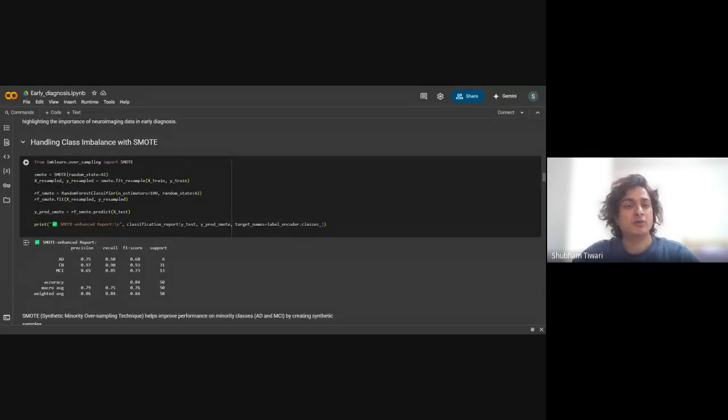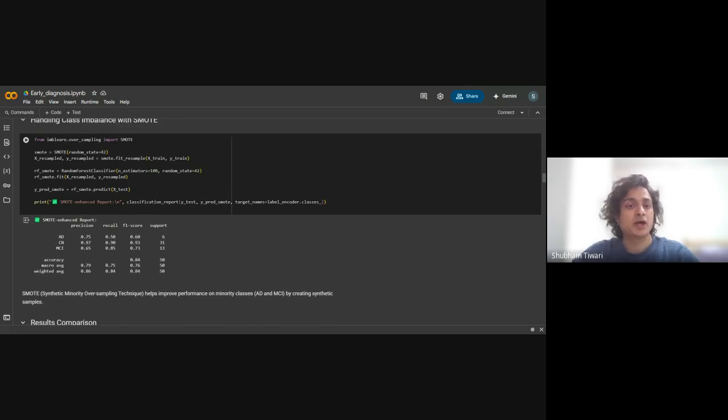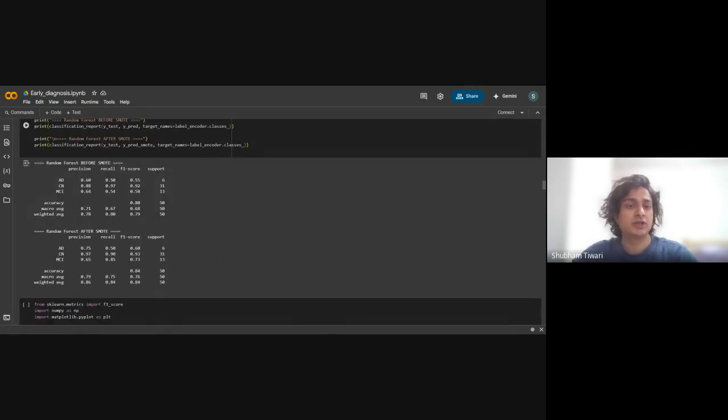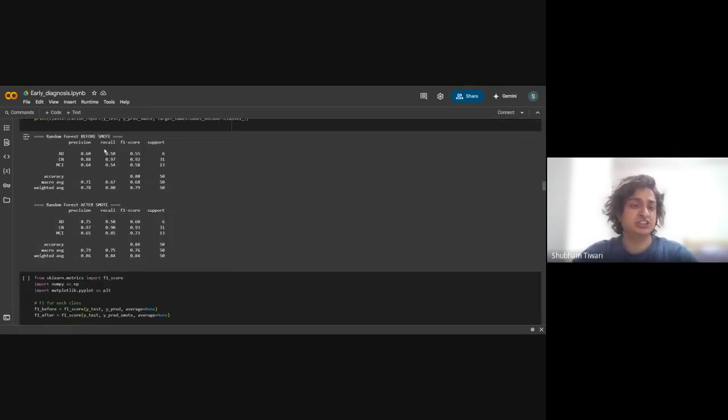After that, we performed the same models on the SMOTE data. After performing it on the SMOTE data, you can see that the models did perform well on the minority classes such as AD and MCI, because we basically created synthetic samples for this one. Same goes with this. This is the comparison between before and after the SMOTE analysis of the data.